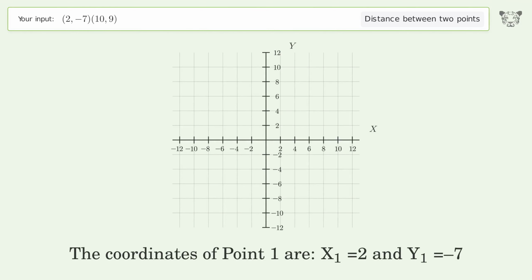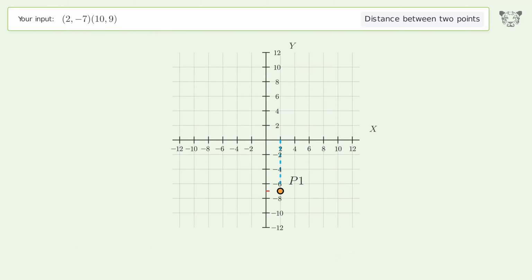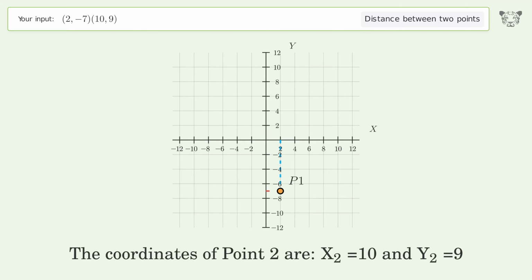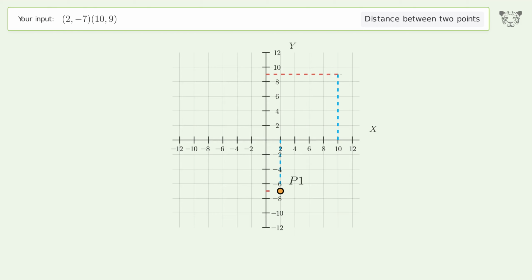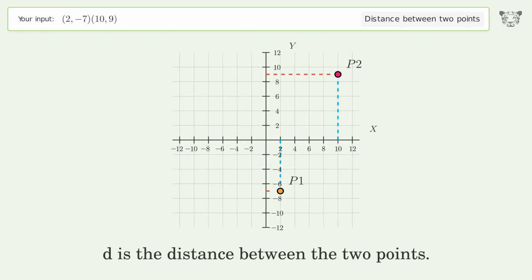The coordinates of point 1 are x1 equals 2 and y1 equals -7. The coordinates of point 2 are x2 equals 10 and y2 equals 9. D is the distance between the 2 points.